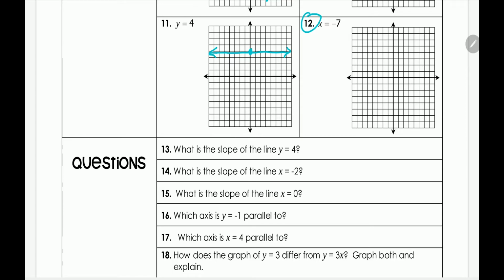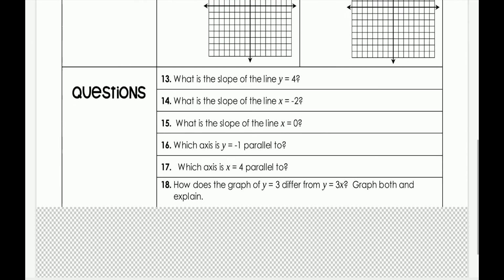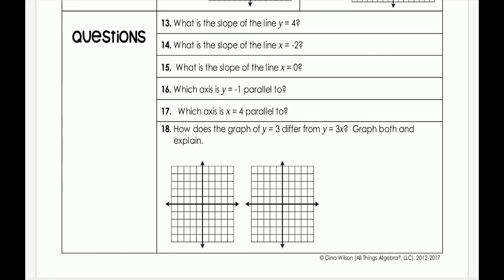Okay. Now, let's continue with some questions that need to be asked. 13. What is the slope of the line y equals 4? Well, you have to think, is this a vertical or horizontal line? In this case, it would be horizontal, and horizontal lines have a 0 slope. Number 14. What is the slope of the line x equals -2? Ask yourself, is that vertical or horizontal? It's vertical. And since it's vertical, we have a slope that is undefined.